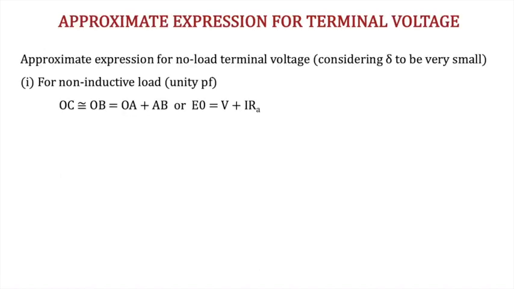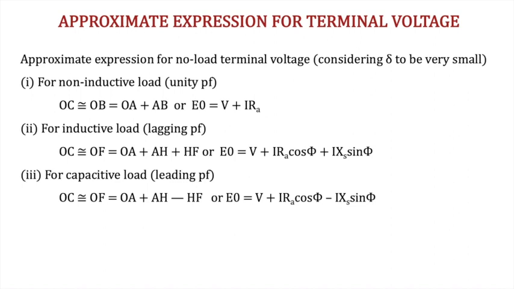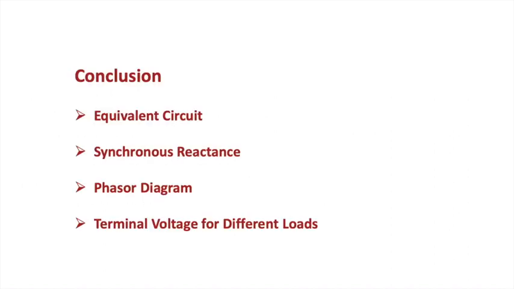Now the approximate expressions, as I told you: we expand it, take the square of the terms, the higher order terms are neglected, and by taking the total square root you can approximate it. In terms of unity power factor, E0 will be equal to V plus IRA. For inductive load it will be V plus IRA cos phi plus IXS sin phi, and for the capacitive load it will be given as V plus IRA cos phi minus IXS sin phi.